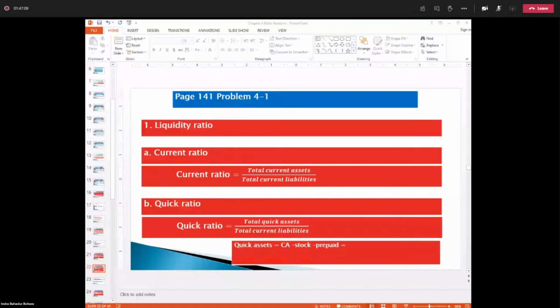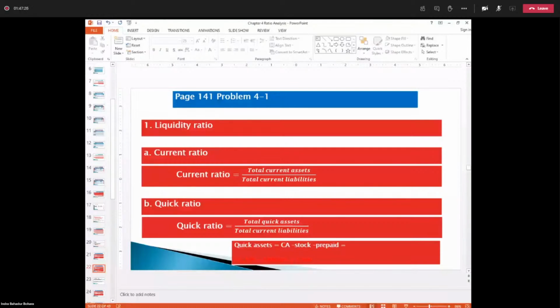Total current liability. Current assets and current liability. Relation of current assets and current liability: current assets, the first factor, is in the numerator, and current liability, the second factor, is in the denominator.